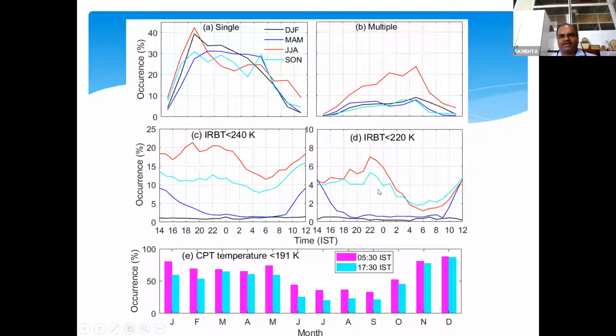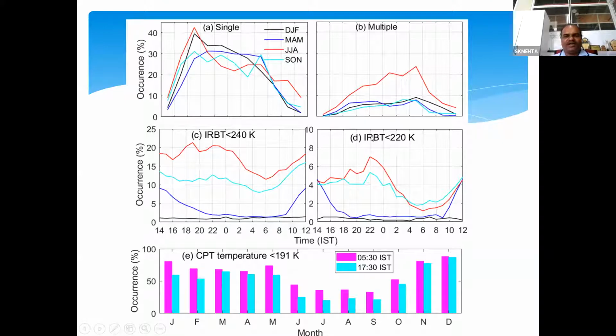What we see is that for the single layer, during the evening time it is picking up. So here it is the convection. Convection is playing a role, because we have convection during the evening time. That is mostly what is playing a role in the formation of the single layer.